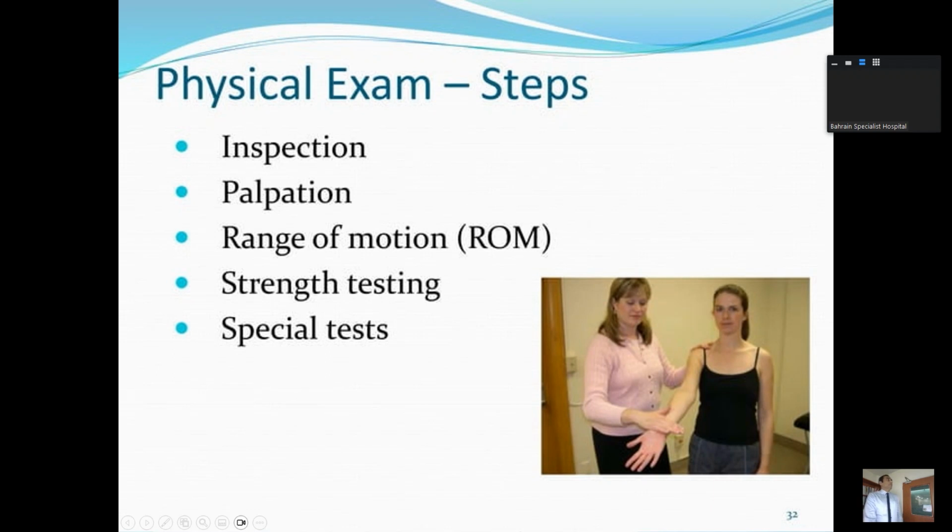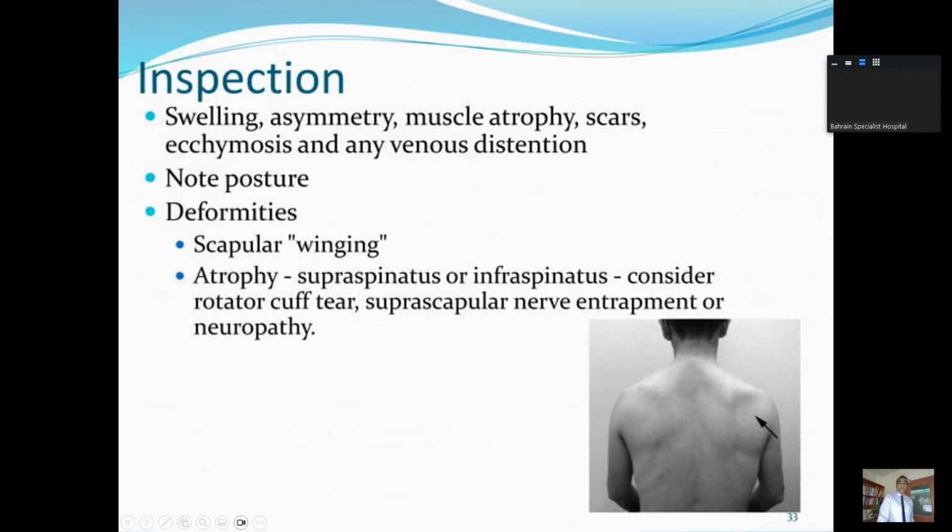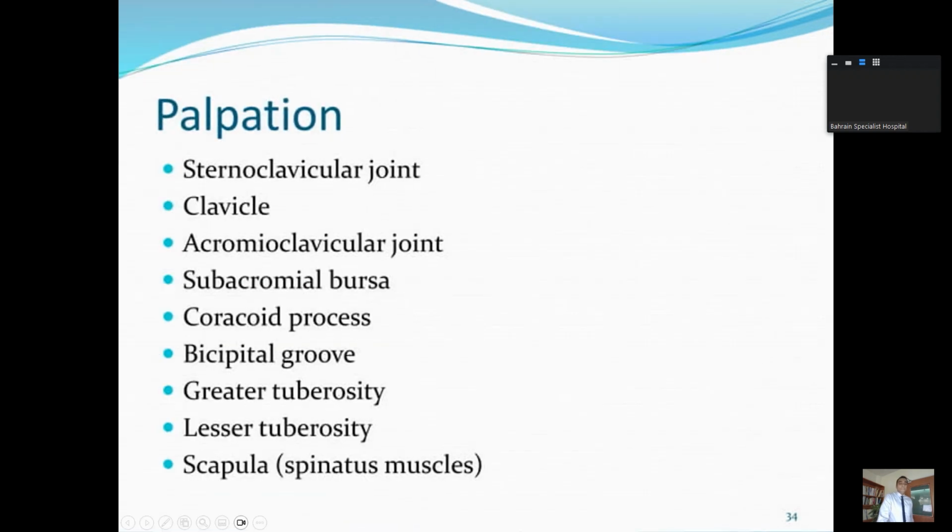In physical examination, we need to do inspection, palpation, range of movements, strength testing, and special tests. In the inspection, we can see swelling of the joint, asymmetry of the shoulders, and atrophy of the muscle. The posture of the shoulder will be drooping to the affected side, and there will be stiffness and guarding of the affected side. Scapular winging may sometimes be present, and atrophy of the supraspinatus and infraspinatus muscles will be seen if there is associated nerve entrapment. Palpation of all the bony prominences around the shoulder has to be done.